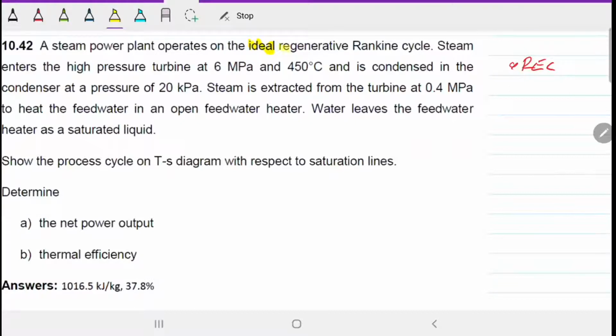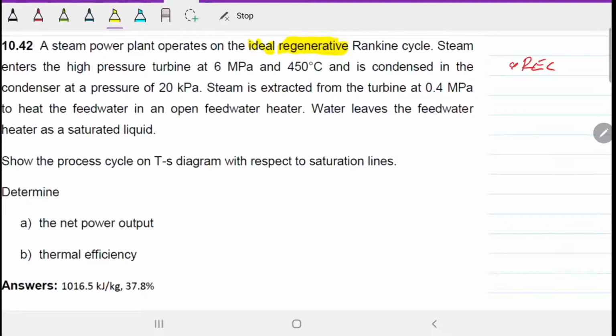The next one is this guy here. So whenever we have regeneration, we're going to have a different setup. It's a different system in which we're going to use part of the energy that would otherwise be discarded, or otherwise would be rejected. We're going to actually use it and plug it back into the system.